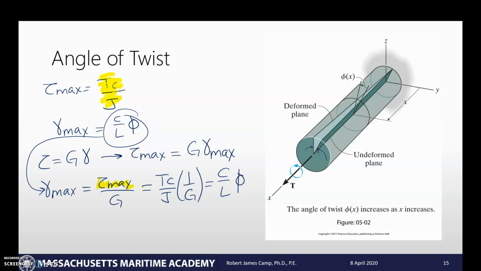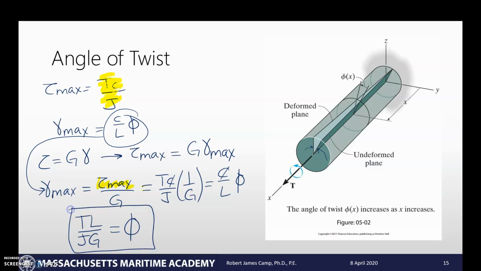Obviously, some of the stuff will cancel out, but I just want to jam it together. Sorry, I want to rewrite it for phi. My C's will cancel out, and what that's going to leave me with is TL over JG is going to equal the angle of twist.